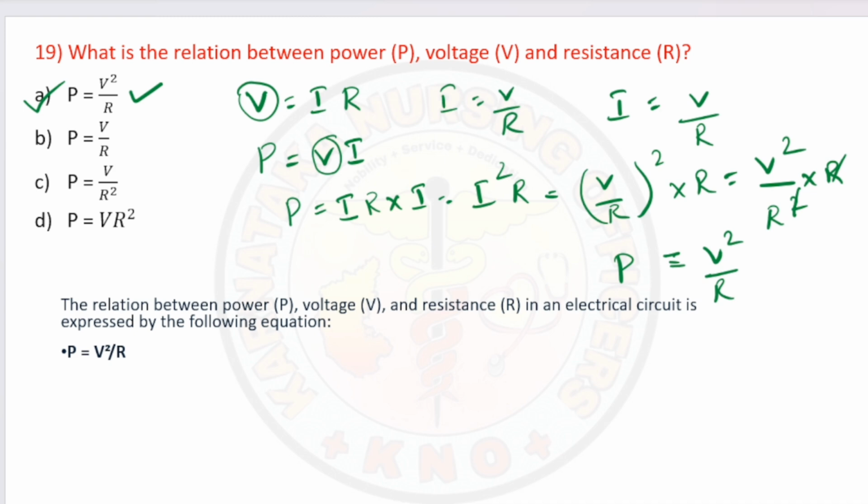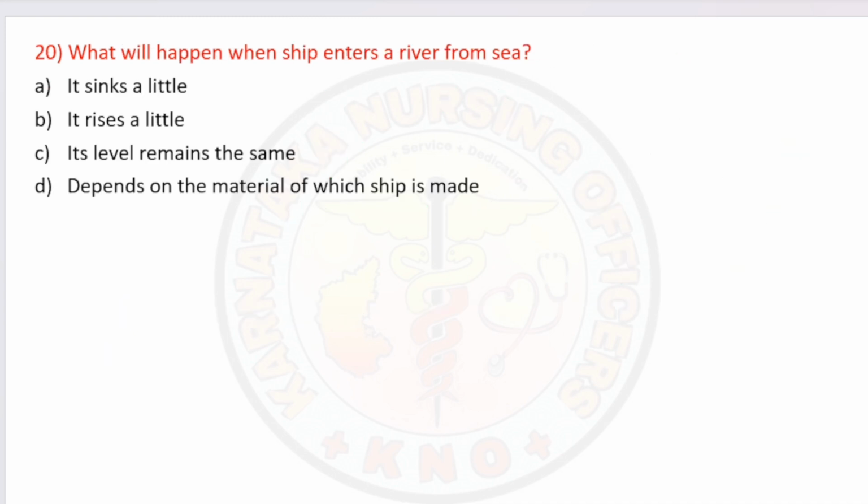Next question. What will happen when a ship enters a river from the sea? Option A, it sinks a little. Option B, it rises a little. Option C, its level remains the same. Option D, depends on the material of which the ship is made.